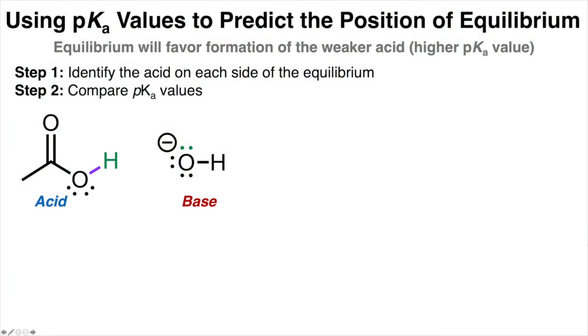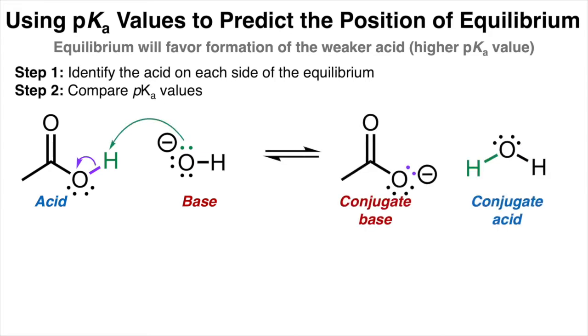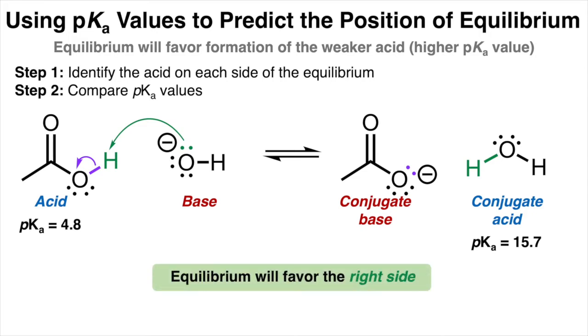From what we learned last time, we can use pKa values to predict the position of equilibrium by identifying the pKa values of the acids on each side of the equilibrium. Recall that equilibrium will favor formation of the weaker acid, meaning the one with the higher pKa value. So in this example, it will favor the right side.